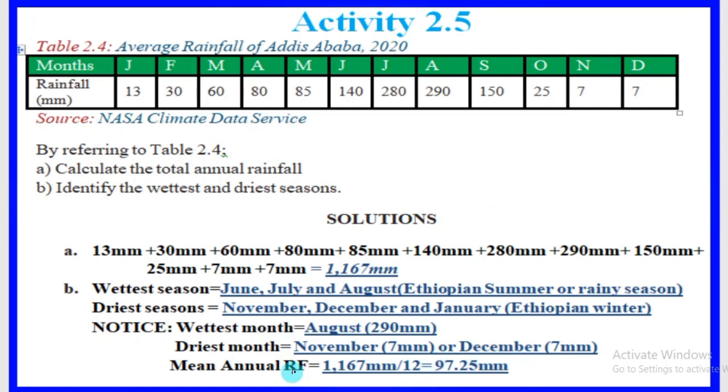The mean annual rainfall is calculated by total annual rainfall divided by 12. So we have calculated the total rainfall, and the result is 97.25 millimeter. Therefore, the mean annual rainfall is 97.25 millimeter.